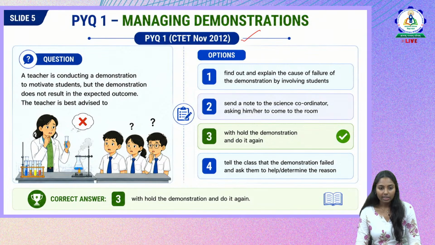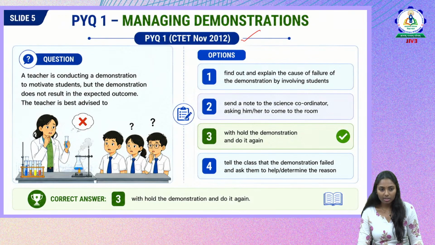A teacher is conducting a demonstration to motivate students, as in the lecture cum demonstration method we discussed, but the demonstration does not result in the expected outcome. Imagine that we have put iron in copper sulfate solution, but the copper sulfate solution has not turned pale; it didn't decolorize. You thought some outcome should come, but it has not come. So the teacher is best advised to do what among the four options?